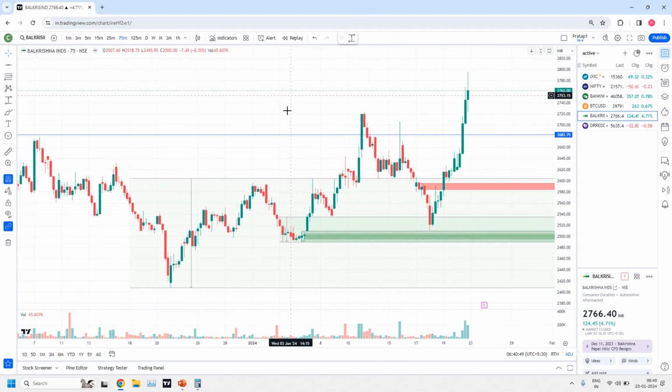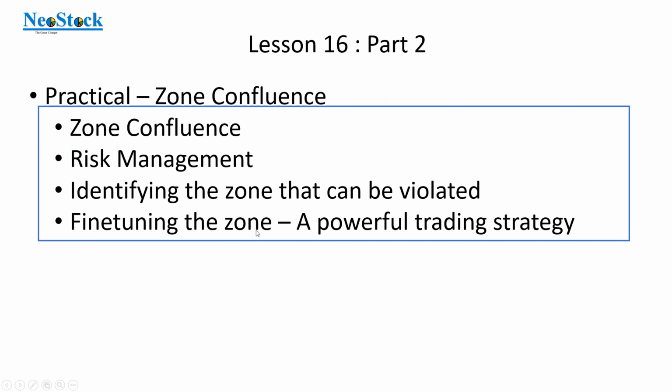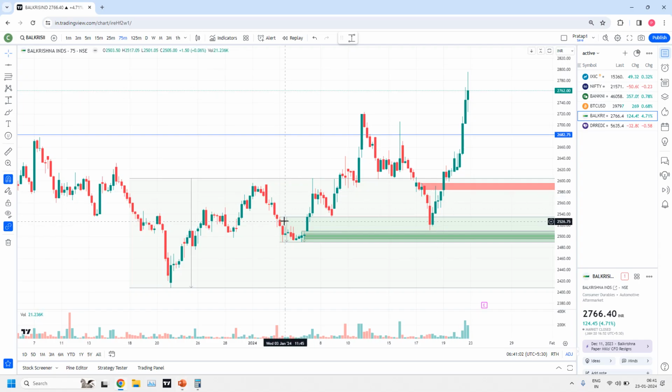Reason number one, we used this approach: fine-tuning the zone, a powerful trading strategy. What is that approach? If you want to take a trade in your LTF zone, your LTF zone should be inside the ITF zone. Your ITF zone should be inside the HTF zone. This is the trading strategy. I repeat again, your LTF zone should be inside the ITF zone, and your ITF zone should be inside the HTF zone.